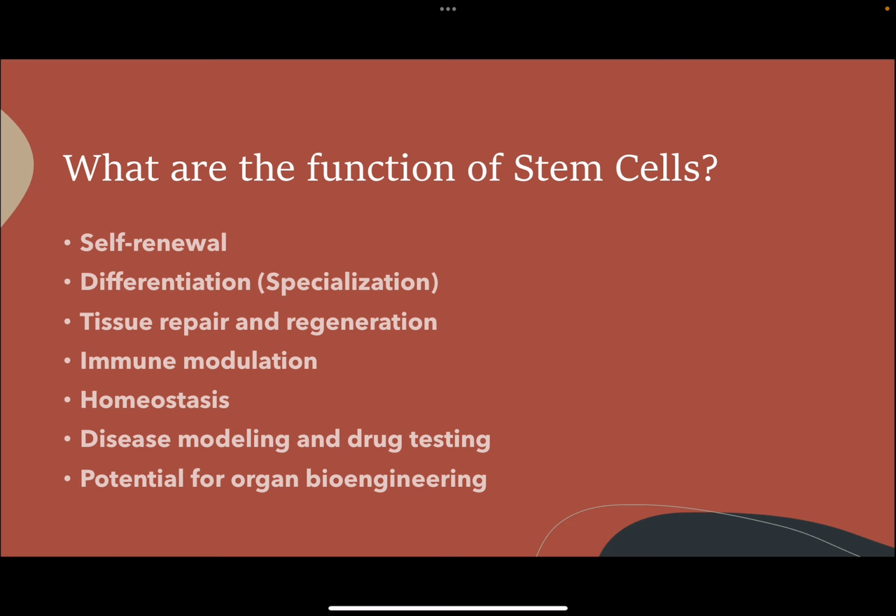The disease modeling: stem cells, especially induced pluripotent stem cells, are grown into diseased tissues in labs. They're used to study how diseases develop, especially in Alzheimer's and diabetes. They're also used to test new drugs safely before going to human trials. And stem cells also have a potential for bioengineering, so growing lab-made organs for transplants using 3D bioprinting and stem cells or patient-specific induced pluripotent stem cells to avoid rejection.